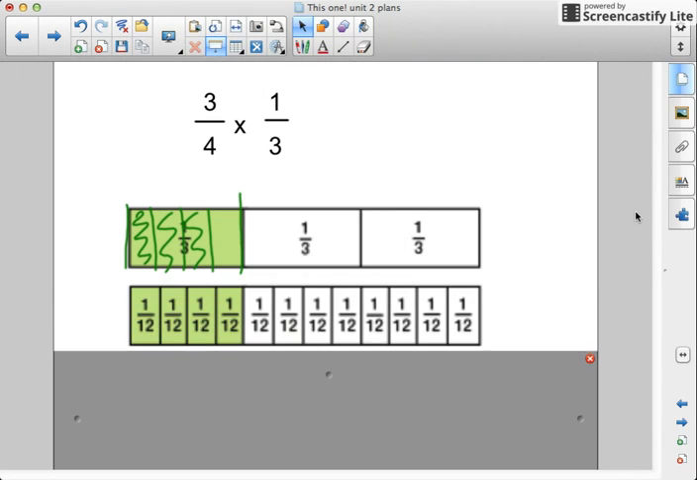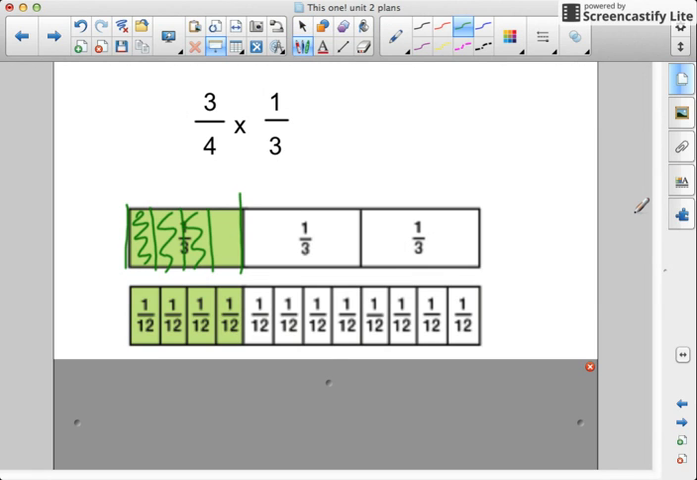This next diagram just shows it a little bit further. I want this much, which ends up being 3/12 of the whole. I have those 3 out of the 4 that I needed of the 1/3.